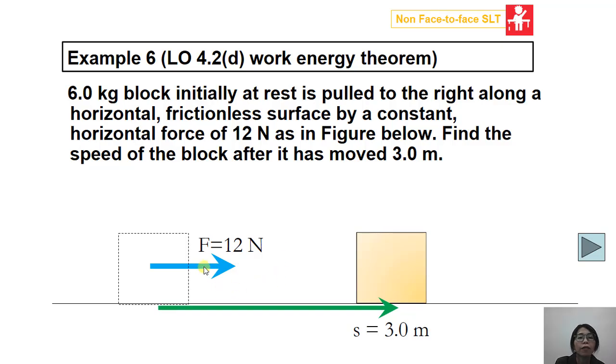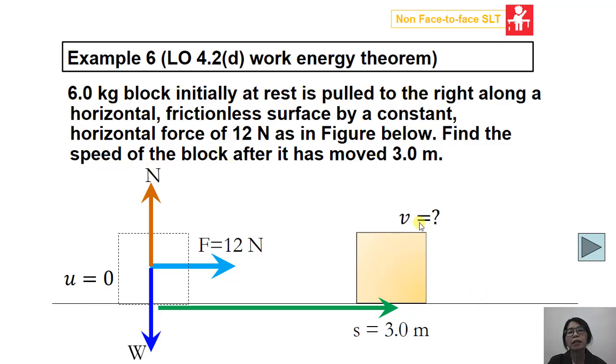So class, for this particular block, besides the force of 12 Newton, there will be a normal force acting on the block because the block is placed on a surface, and because the block has mass, there will be weight acting downwards. Initially, the velocity of the block is 0 because at the very start it is at rest. So I'm going to find the speed of the block after it has moved 3 meters. How am I going to calculate the final speed of the block? We are going to apply the work energy theorem.